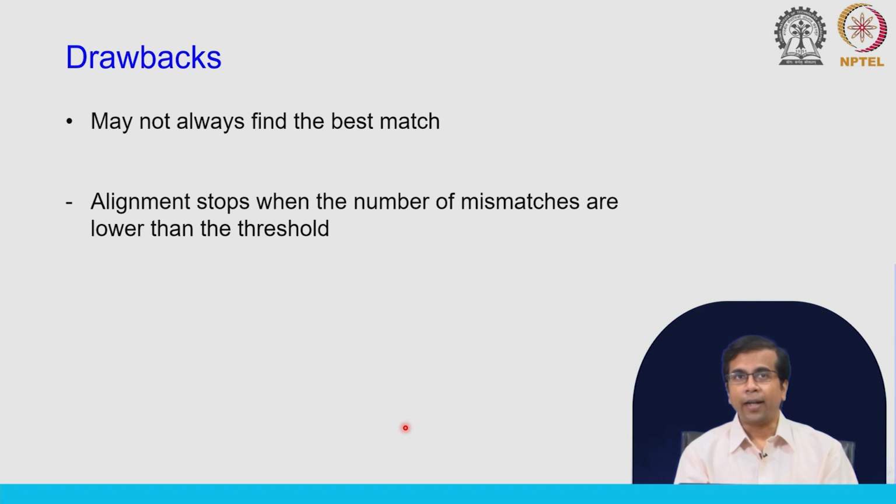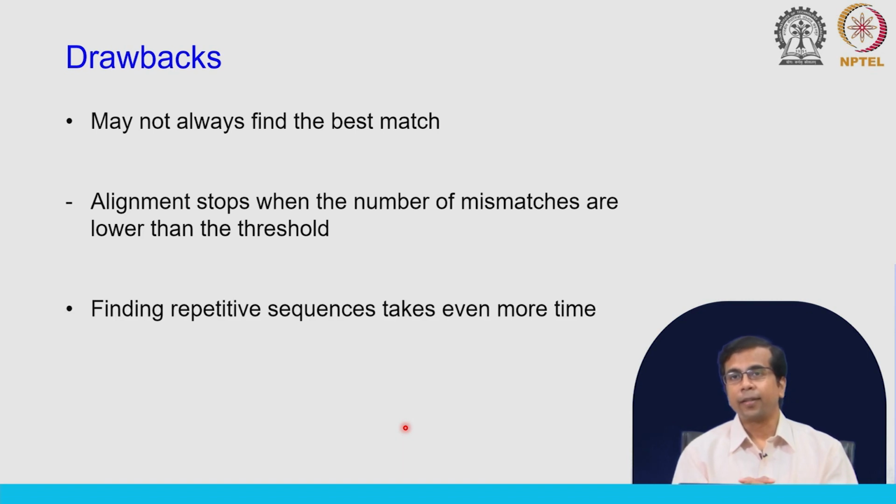In addition, you may not always find the best match. As we said, we have this threshold: the moment we have a match where the number of mismatches is below that threshold, the algorithm will stop. This means it might not always find the best match. There might be some match somewhere else which is even better, so if we stop there, it will miss the best alignment. So, this is one of the drawbacks of the threshold.